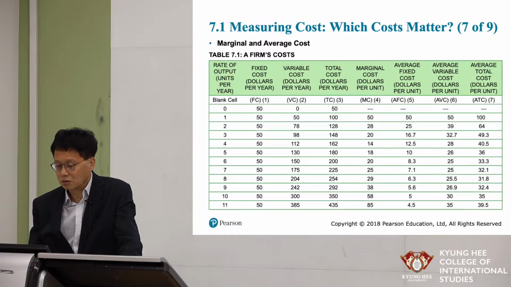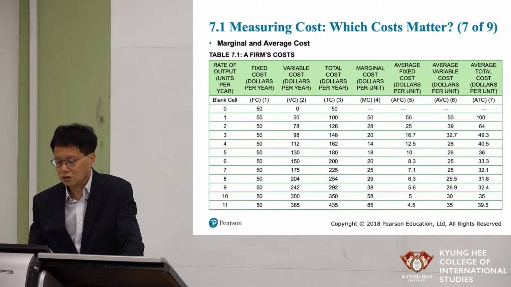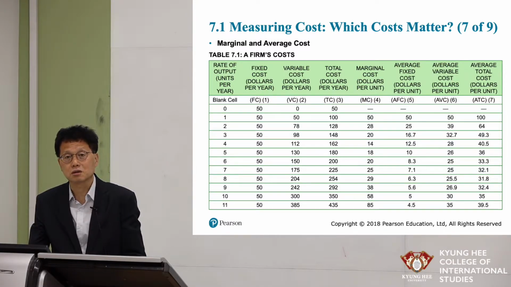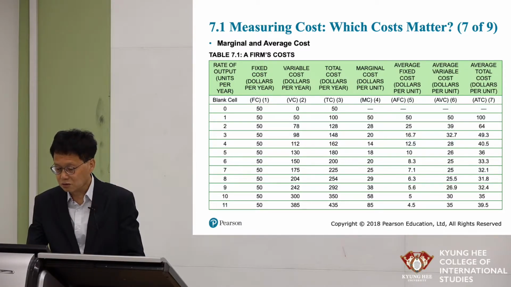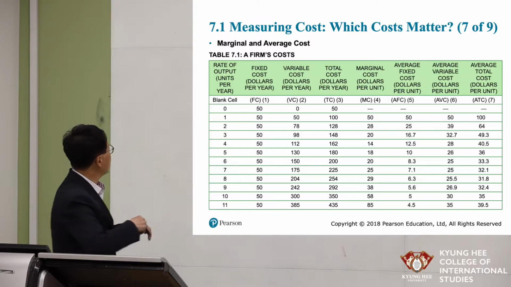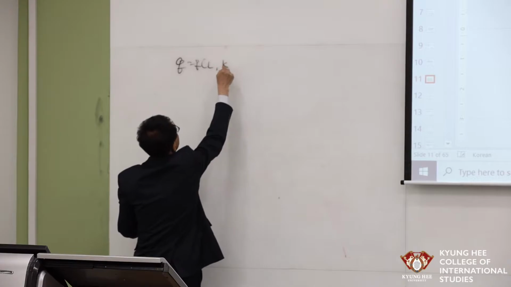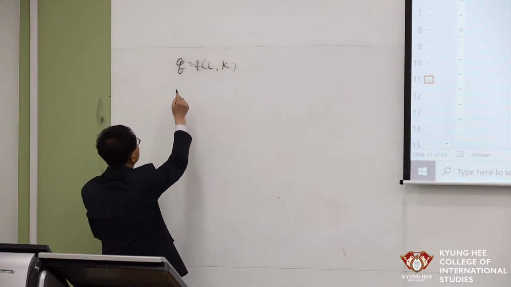Then, what is marginal cost? Marginal cost is the change in total cost, or the change in variable cost. So the change in variable cost, when you move from here to here, 72, you produce 1 to 2, then 78 minus 50, so 28, isn't it? That is marginal cost. And the change in total cost, 128 minus 100, anyway, is the same.